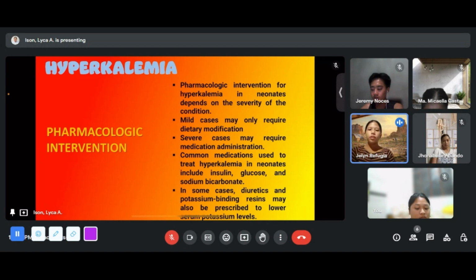So yung common na medication for hyperkalemia in neonates is insulin, glucose, and sodium bicarbonate. Sa ibang cases naman, diuretics and potassium binding resins are prescribed para mapababa yung serum potassium level ni baby. Okay, so next slide.